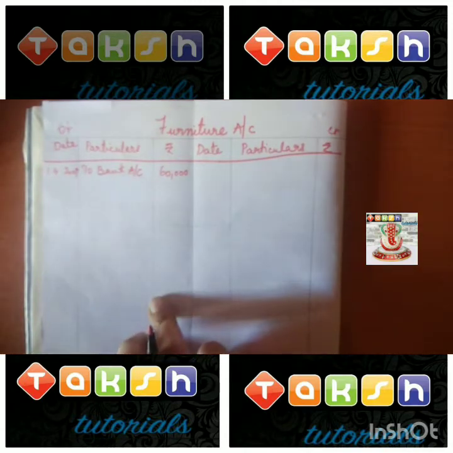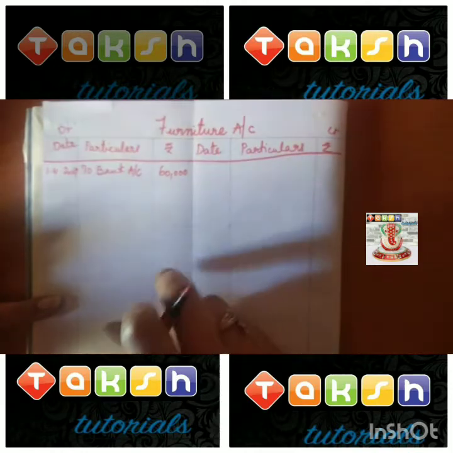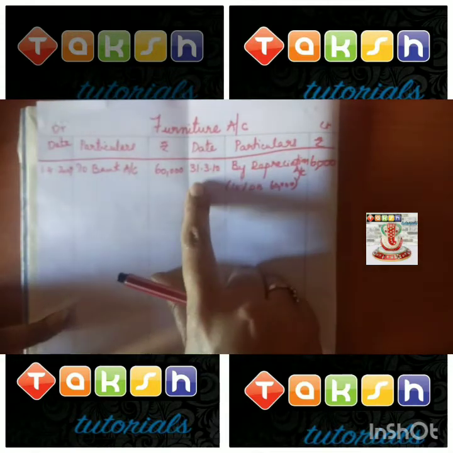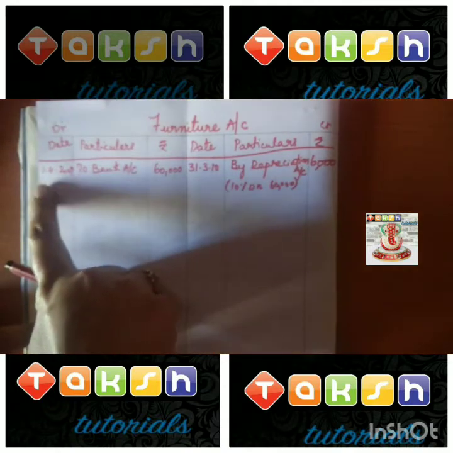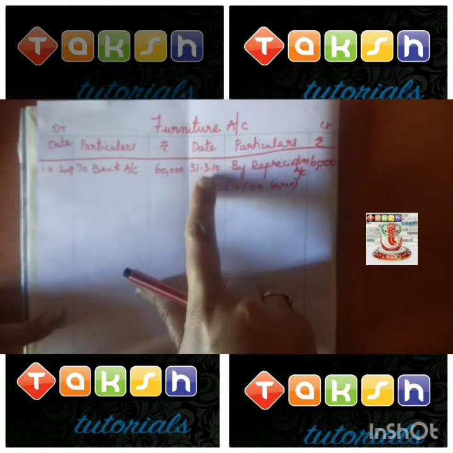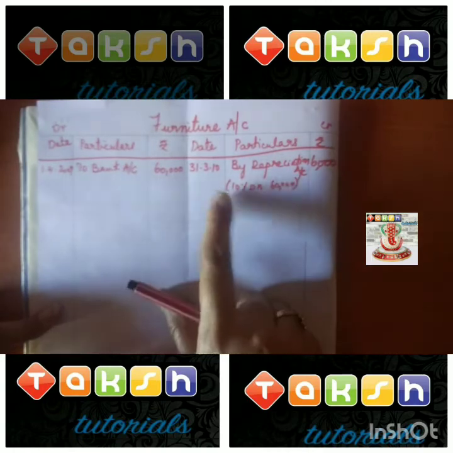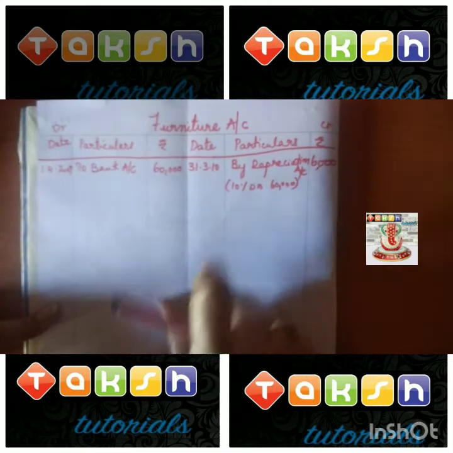Depreciation is always calculated at the end of the year, and we have already calculated the depreciation amount, that is 6,000. So the depreciation amount will be written on the credit side of the furniture account. So the end of the year is 31st March. So the year started on 1/4/2009, 31st/3/2010 by depreciation account 6,000, 10% on 60,000. You have to mention all these in your ledger account.